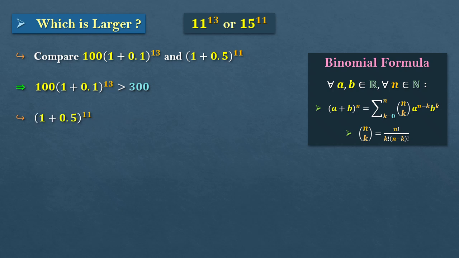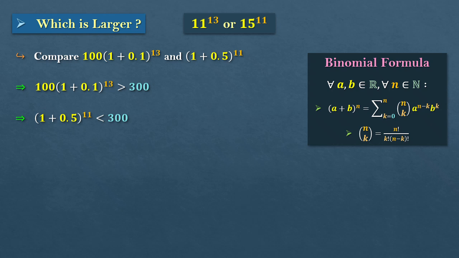Now we consider (1 plus 0.5) to the power of 11. This is equal to 1.5 to the power of 11. 1.5 to the power 11 is strictly less than 1.5 to the power 12. 1.5 to the power of 12 is equal to 1.5 to the power of 6 times 1.5 to the power of 6, which is strictly less than 144. So (1 plus 0.5) to the power 11 is strictly less than 300. We keep this second result in mind.